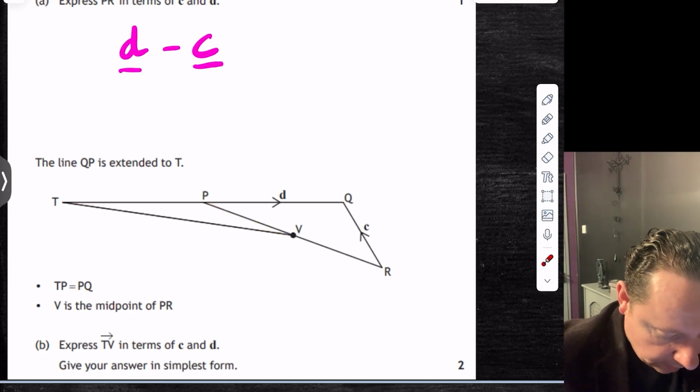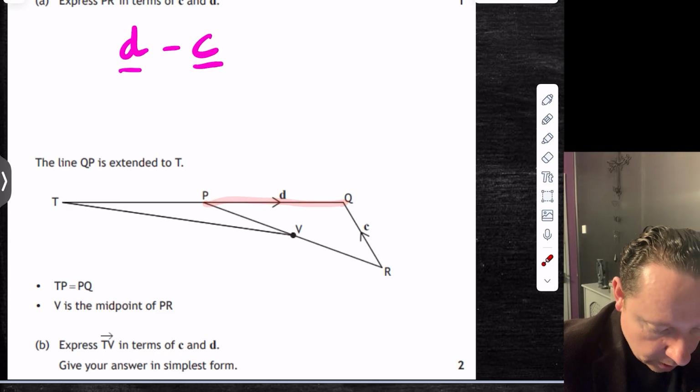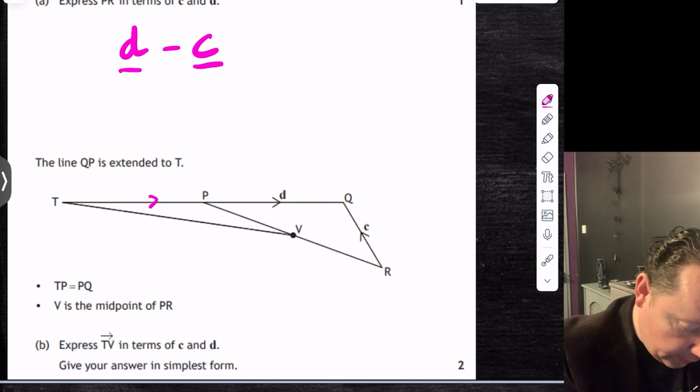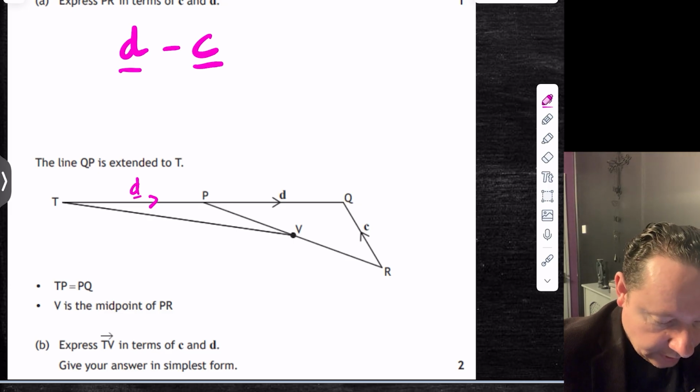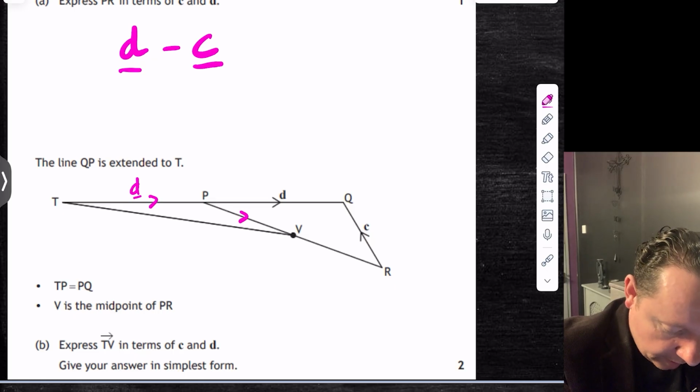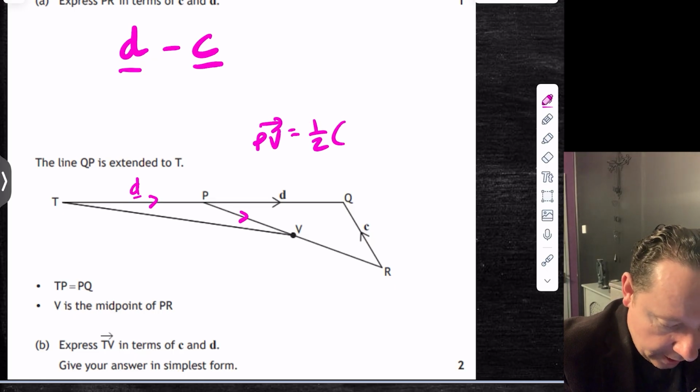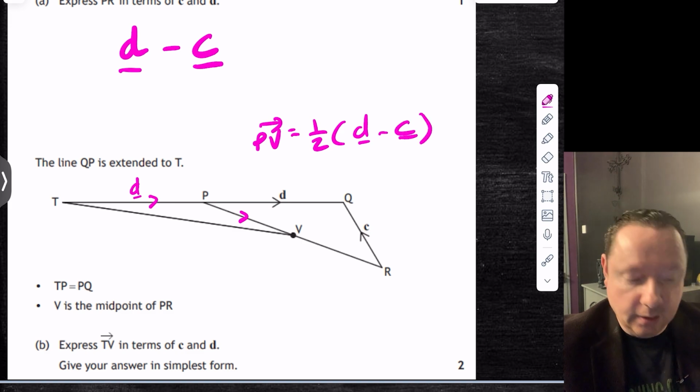It says that T to P is equal to P to Q. So if it's equal and it's in the same direction, it is exactly the same vector. So I can immediately put on here that is D. And we know that P to R is D minus C. So that means that this bit here, P to V, which I'll write here, is equal to 1/2 of D minus C, because it's halfway along P to R.